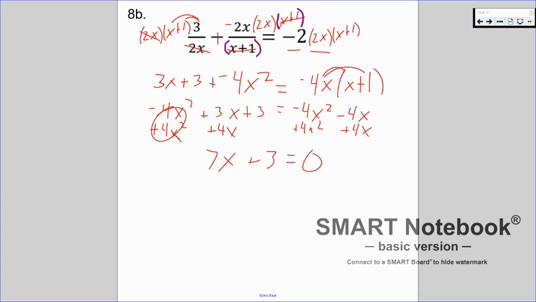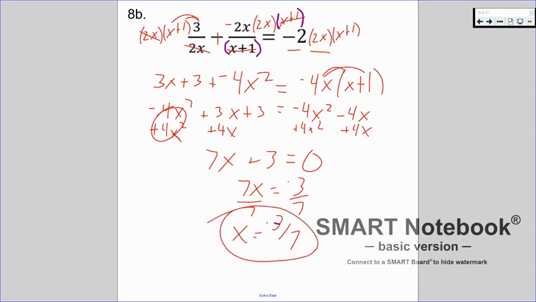Well, I don't need to use any of my other solving for polynomials because this is just a linear equation. So it's 2 steps, and that should be it. So 7x, I'll subtract 3, and then divide by 7, and I get x equals negative 3 sevenths. So there's our answer, and it should work out. Put it in and check, and it does indeed check on this one.